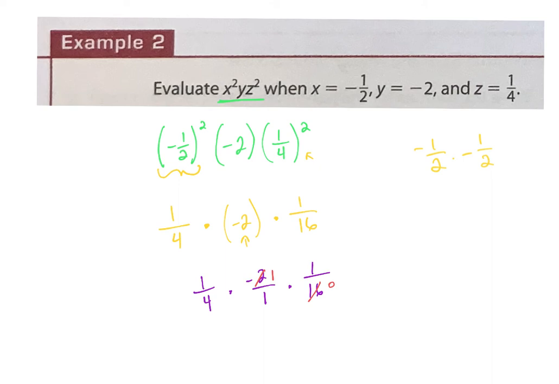If I do it here, that'll be an 8. If I do it over there, it would have been a 2. And then I can just multiply across. If this is all multiplication, I can multiply all my numerators across and all my denominators across. So 1 times -1 is -1, times +1 is still -1. And then 4 times 1 is 4, 4 times 8 is 32. And so my answer here would be -1 over 32.